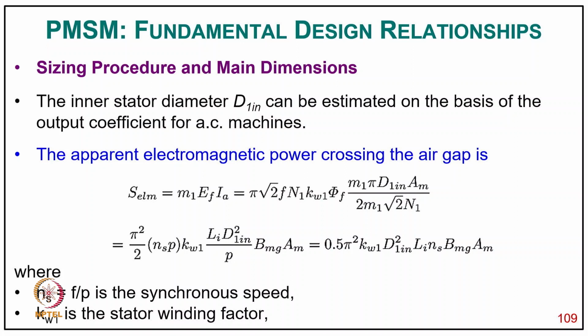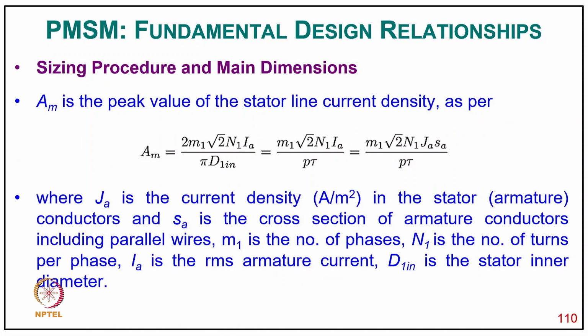Sm equal to m1 Ef Ia, that is pi root 2 f N1 Kw1 Phi f m1 Ia, equal to pi D1 Am divided by 2 m1 under root 2 N1, equal to pi square by 2 ns p Kw1 Li D1 in square Bmg Am, equal to 0.5 pi square Kw1 D1 in square Li ns Bmg Am, where ns equal to f upon p is the synchronous speed and Kw1 is the stator winding factor.